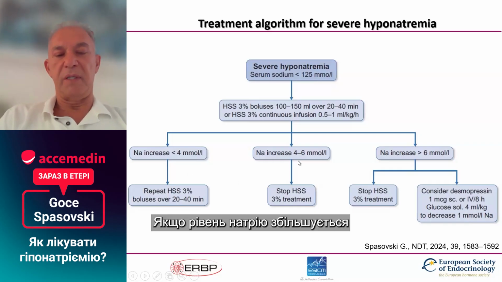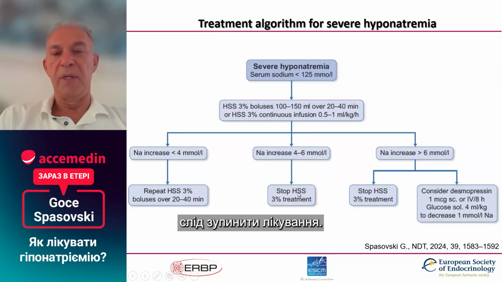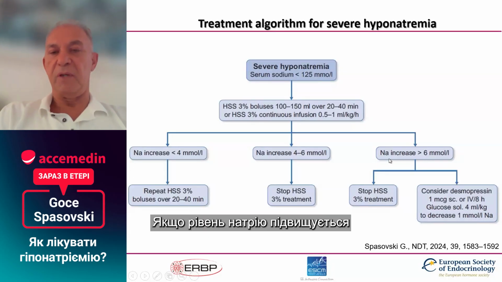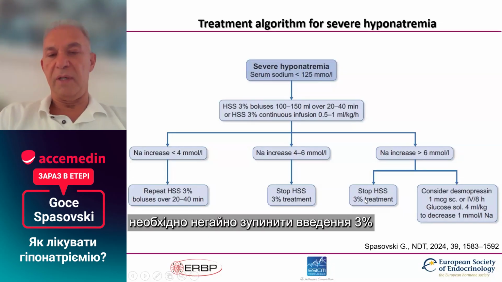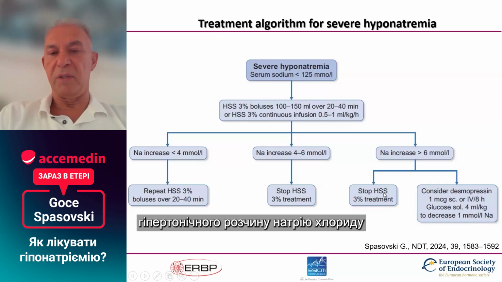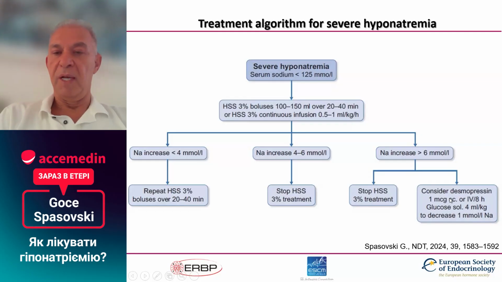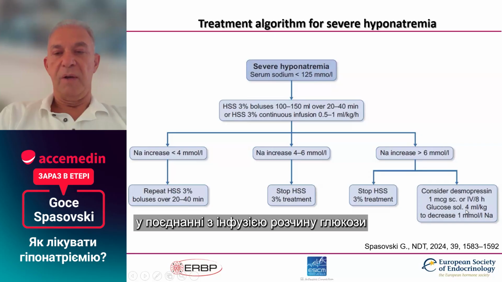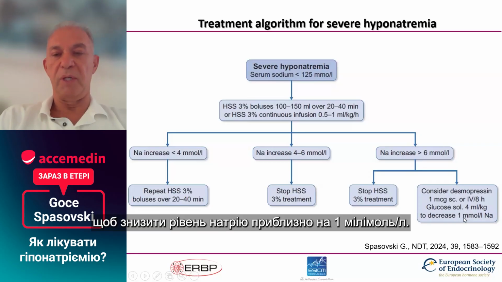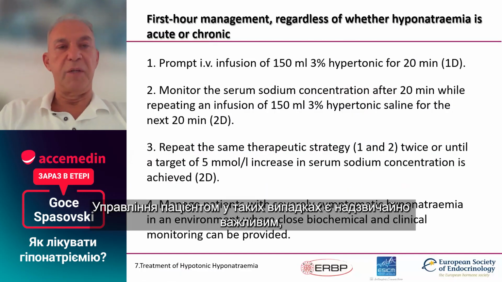If sodium is increased to the desired level of 4 to 6 millimoles per liter, then we should stop the treatment. If the sodium is increased above 6 millimoles per liter, then we should first stop the 3% hypertonic sodium solution, and eventually consider desmopressin 1 microgram subcutaneously or IV every 8 hours with glucose solution 4 milliliters per kilogram to decrease sodium by 1 millimole with that treatment.